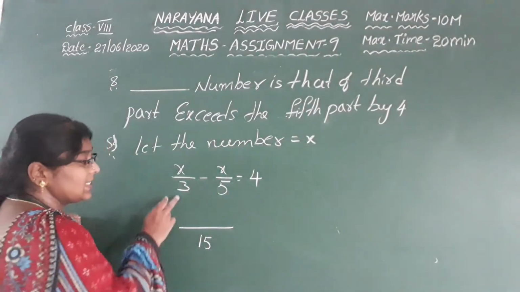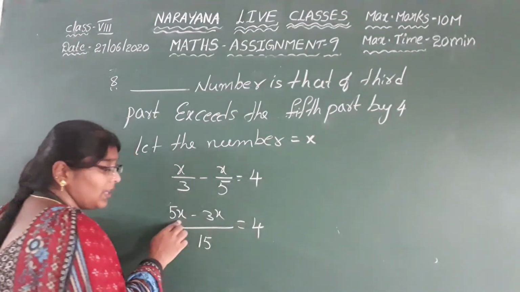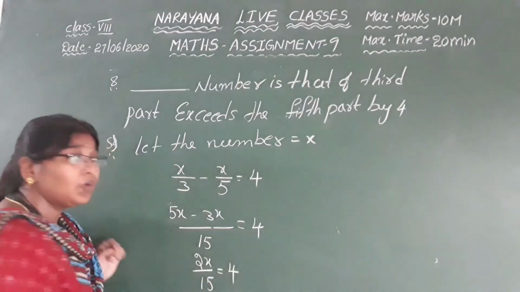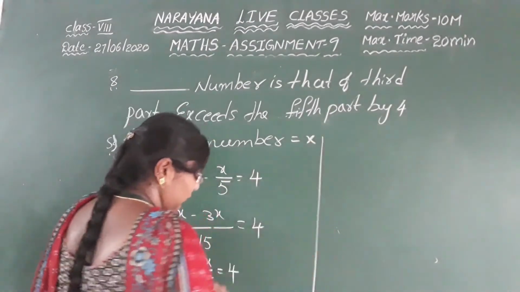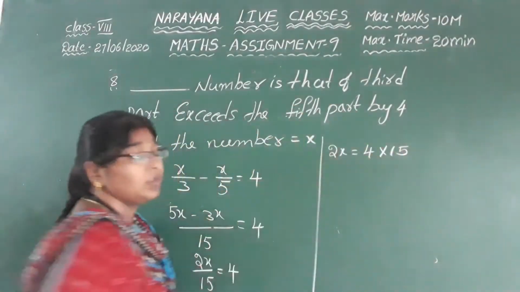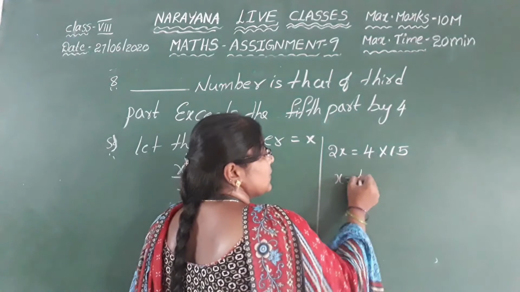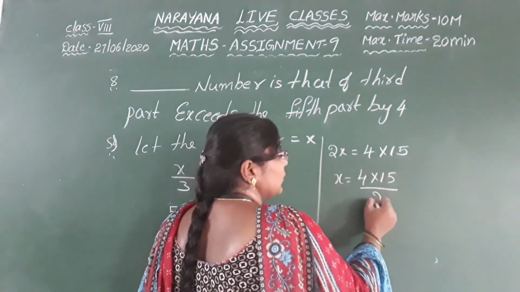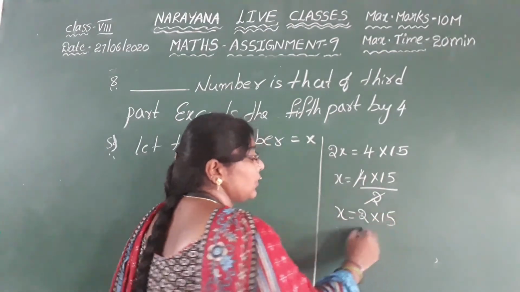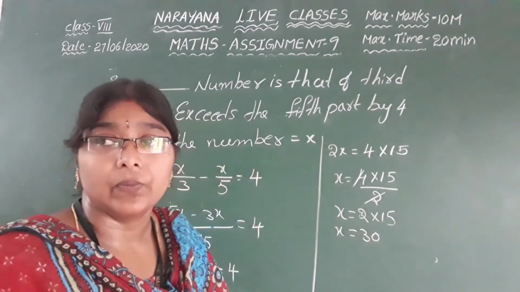How many times does it cancel in the 3 table? 5 times. And in the 5 table, 3 times. So 5x minus 3x, 2x by 15 is equal to 4. The 15 going to that side, 2x is equal to 4 into 15. And the 2 going to that side means it is divided. 4 into 15 by 2: in the 2 table, 4 is 2 times, so 2 into 15, 2 15s are 30. So we get the value of x as 30.